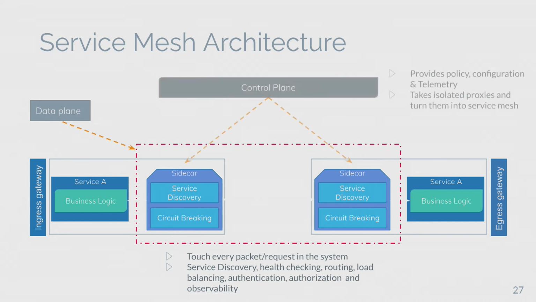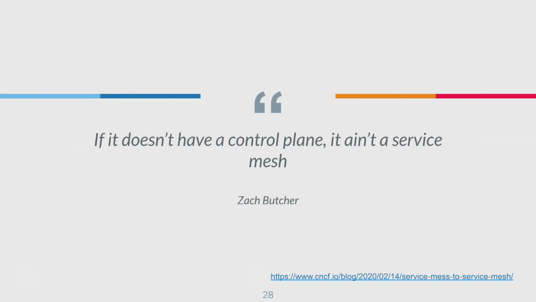And the most important one for the service mesh is the control plane. This is the management layer that provides control, policies, and configuration for the proxies. It takes a set of isolated proxies and turns them actually into a service mesh. And this is an important thing to keep in mind when we talk about the service mesh: if it has no control plane, it's not a service mesh.